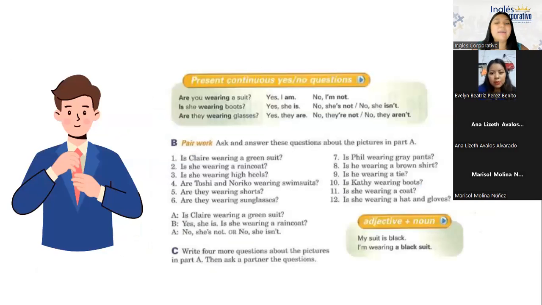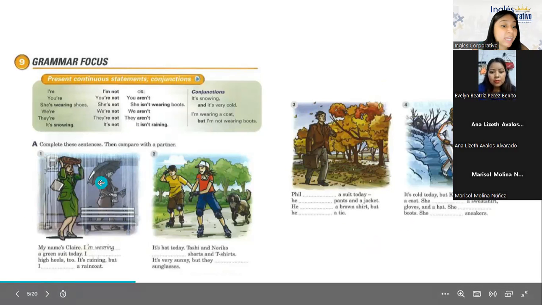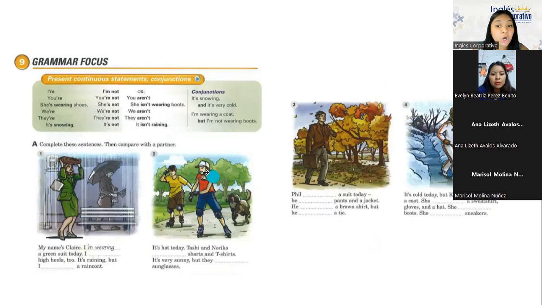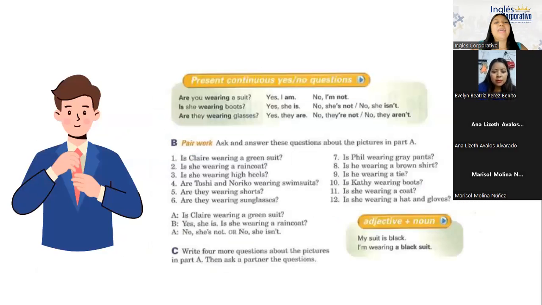Okay, let's see. Okay, look at this. She is Claire, acuérdese. Claire, Toshi and Noriko, Phil, and Casey, okay? All right. Is Claire wearing a green suit? Yes, she is. Yes, green.